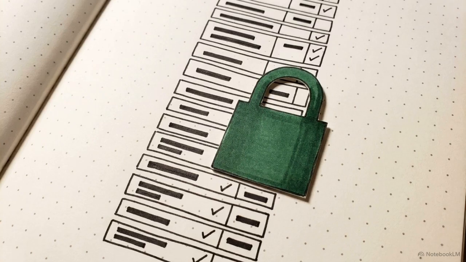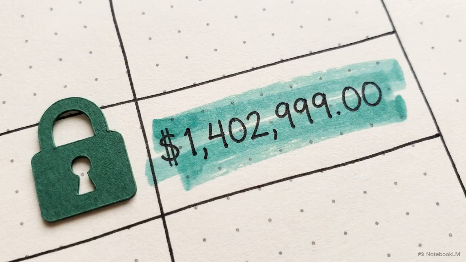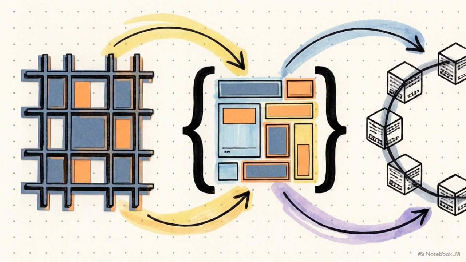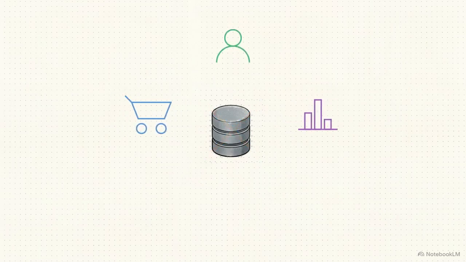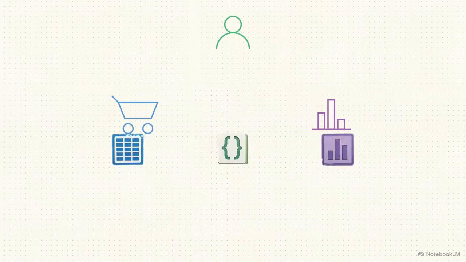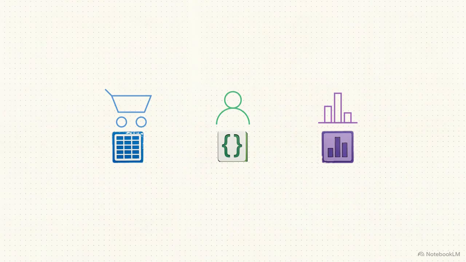For banking ledgers and financial transactions, where every decimal point must be perfectly consistent across the network, the strict rules of SQL are irreplaceable. We have entered the era of polyglot persistence. Companies no longer force one database to do everything. They use a mix of specialized architectures to solve different business problems simultaneously.